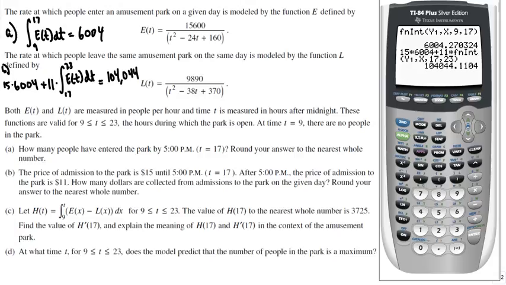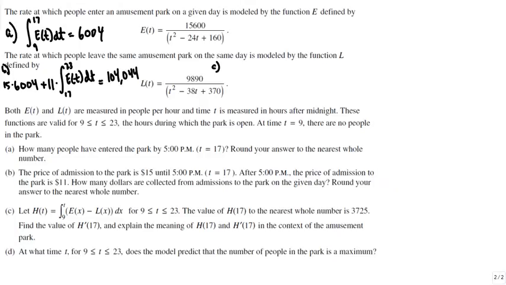Part C says let h of t equal the integral from 9 to t of E of x minus L of x dx for times between 9 and 23. The value of h of 17 to the nearest whole number is 3725. Find the value of h prime of 17.